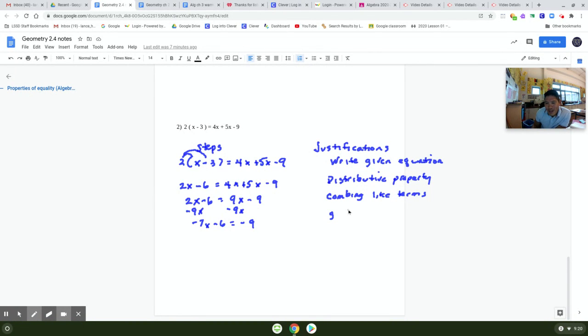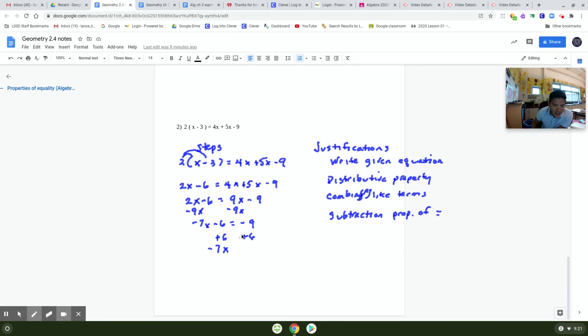I wrote combining like terms. We're not combing anything like combing our hair, combining like terms. Sorry, my writing's really sloppy there. But we just use the subtraction property of equality. Now I could add 6 to each side. That's using the addition property of equality.